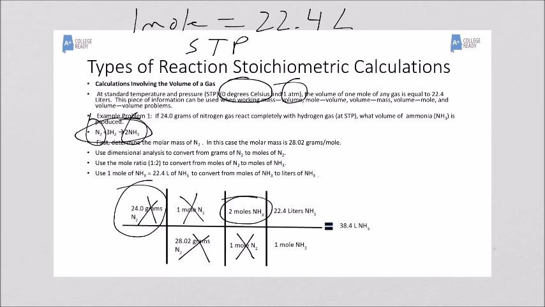And finally, we want to convert from moles of ammonia to liters, volume of ammonia. Remember, we're at STP, so 1 mole of ammonia is equal to 22.4 liters of ammonia. The moles cancel out. We multiply across the top and divide by the bottom, and we end up with 38.4 liters of ammonia.